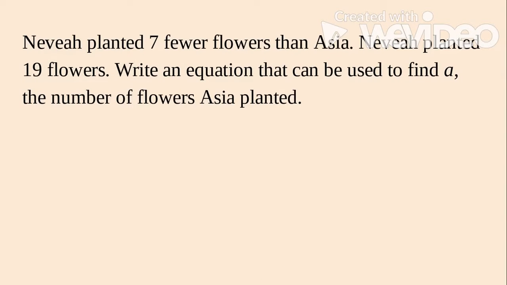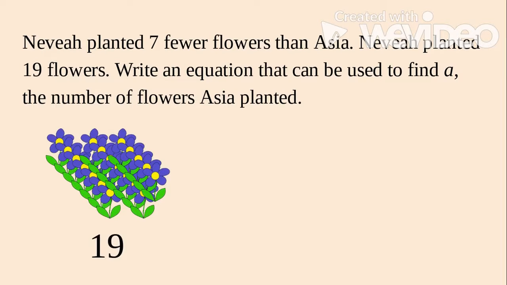Nevaeh planted 7 fewer flowers than Asia. Nevaeh planted 19 flowers. Write an equation that can be used to find A, the number of flowers Asia planted. So I'm going to start with what I know, and I know that Nevaeh planted 19 flowers. With an equation, I have 2 sides of that equation, and those 2 sides are equal. Nevaeh planted 19 flowers, which is the same as the number that Asia planted, minus 7. Nevaeh planted 7 fewer flowers than Asia, so I would have the number of flowers Asia planted, and 7 fewer than that would be 19.